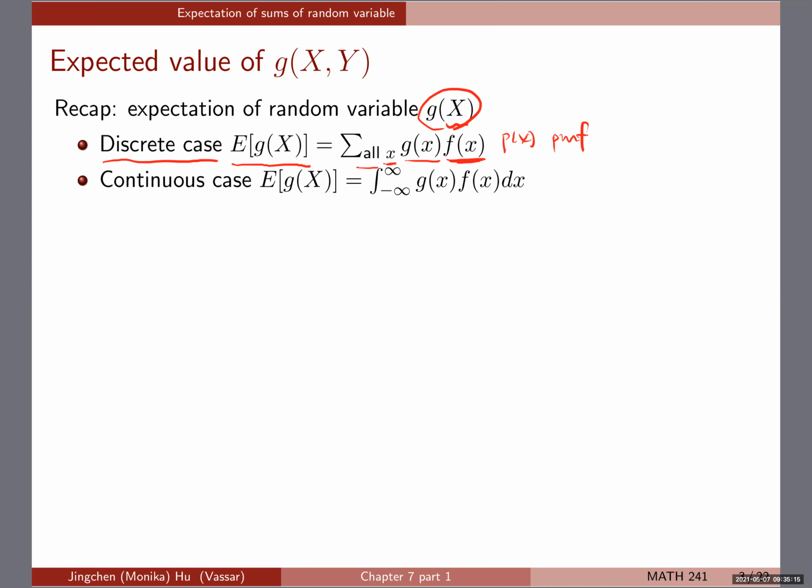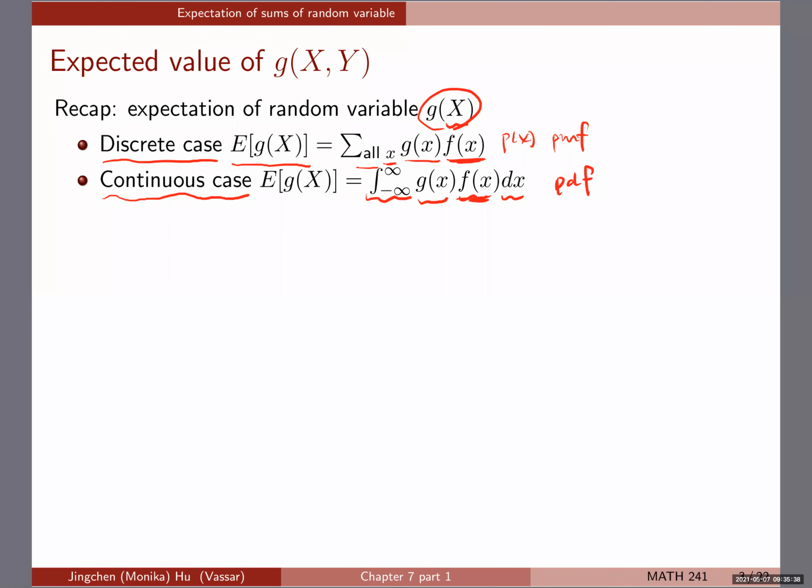And then for the continuous case, the expectation of this function g(X) becomes the integral of g(x) f(x) dx, where f(x) is the PDF. So depending on what type of variables you're working with, you have these two different approaches.